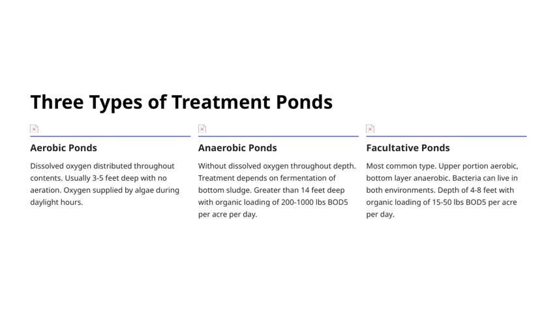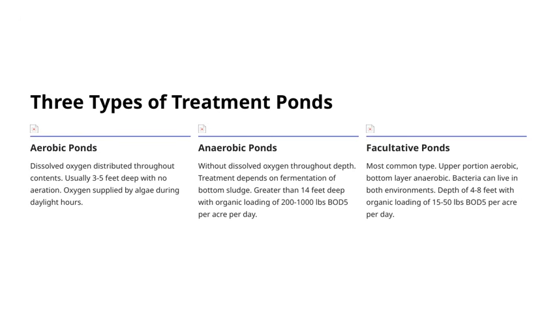Next, we have anaerobic ponds. These are much deeper, often more than 14 feet, and they operate without dissolved oxygen at any depth. Treatment in anaerobic ponds relies on fermentation of the bottom sludge, which makes them suitable for high organic loadings, typically between 200 and 1,000 pounds of BOD5 per acre per day. They're particularly useful in situations where oxygen transfer is challenging or costly.